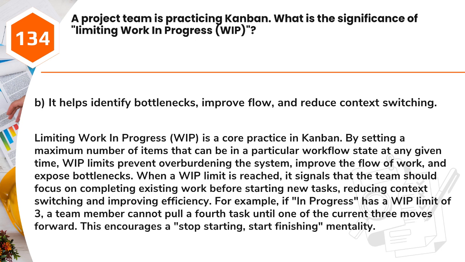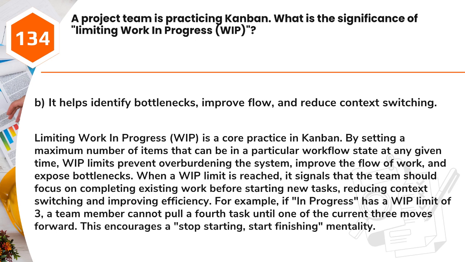Answer: B. It helps identify bottlenecks, improve flow, and reduce context switching. Limiting work in progress, WIP, is a core practice in Kanban. By setting a maximum number of items that can be in a particular workflow state at any given time, WIP limits prevent overburdening the system, improve the flow of work, and expose bottlenecks.